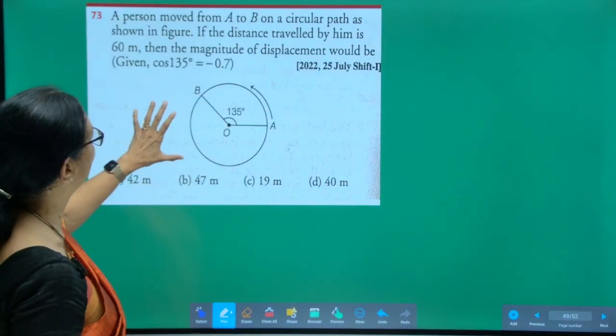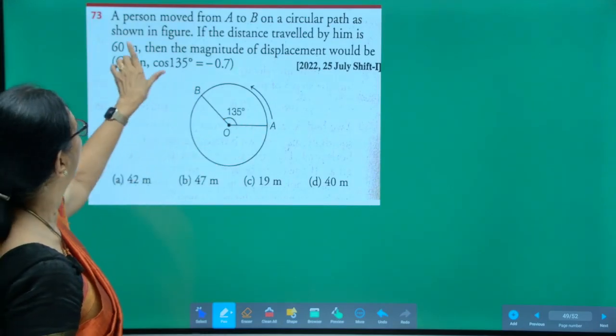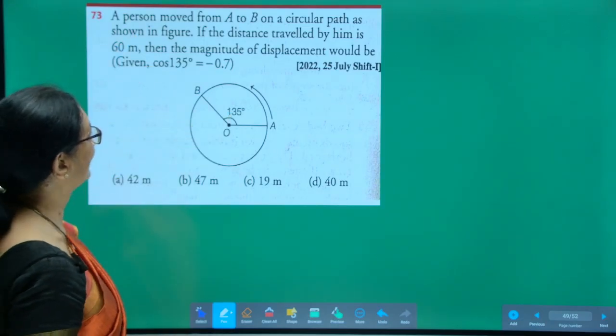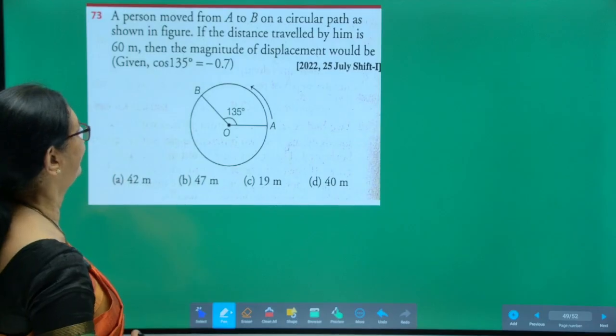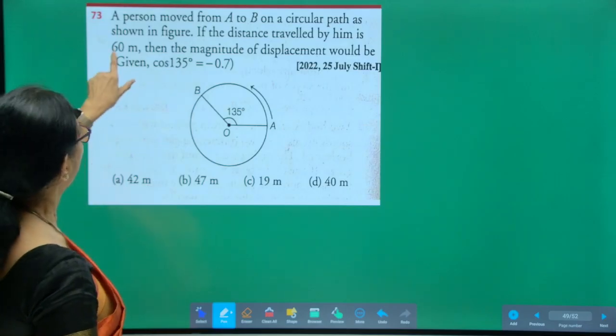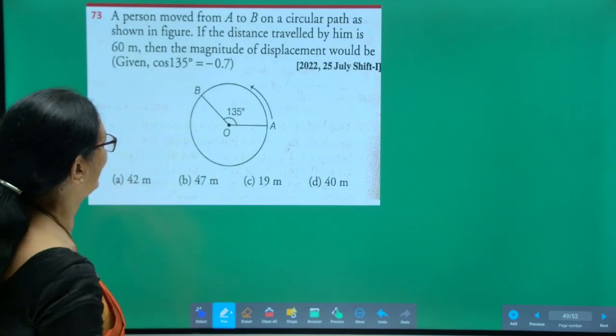A person moved from the point A to the point B on a circular path as shown. Here the angle given is 135 degrees. If the distance travelled by him is 60 meters, then find the magnitude of displacement.